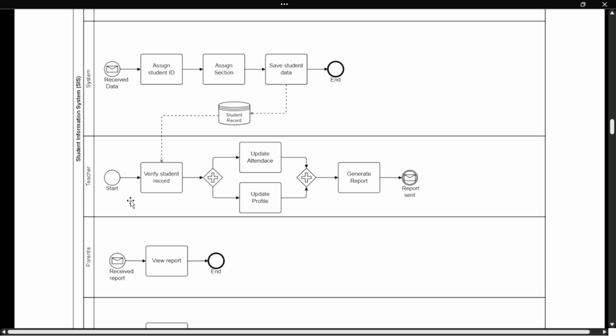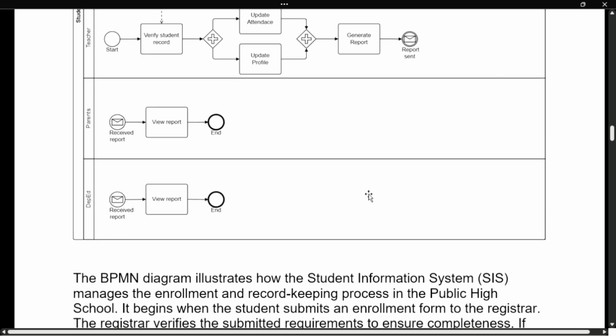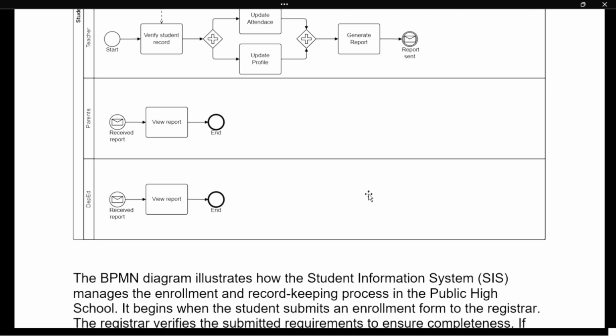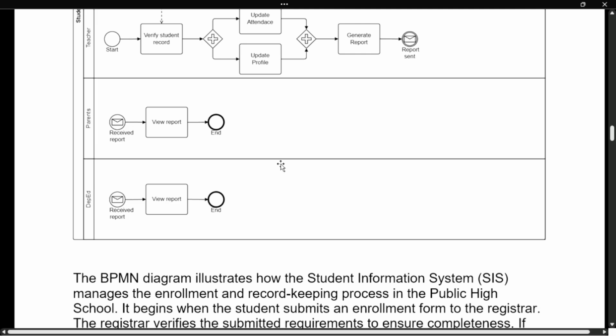So, the teacher starts by verifying the student record, then updates attendance and updates the profile. After updating the records, teachers generate reports summarizing student performance and attendance. The reports generated by SIS are then shared with parents.